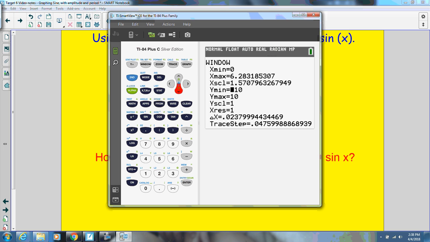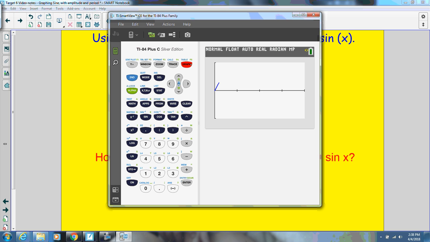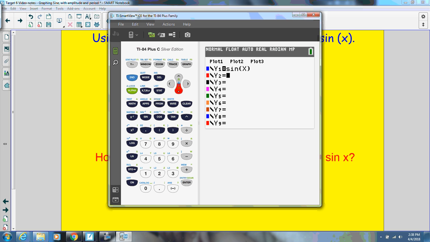Our minimum y value will be -1. Our maximum y value will be +1. Okay, so now I'm going to hit graph. So we can see the parent function that I just sketched. Okay, so now I'm going to go to y equals, and now I'm going to type in y equals 2 sine of x. And now I'm going to hit graph.